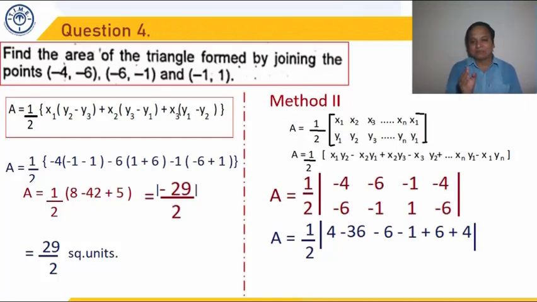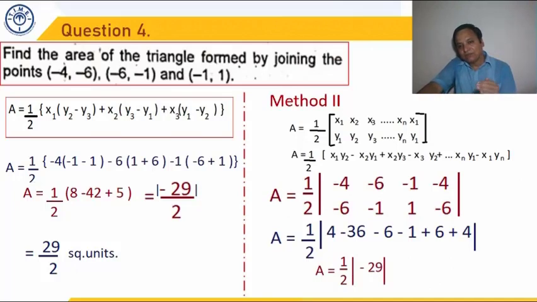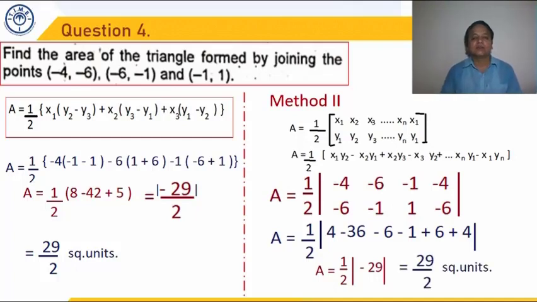So we have 36 minus 6 minus 42 minus 1 minus 43, and we had 14. So it comes out to be half of -29. Since area cannot be negative, we take it as a positive sign. The answer comes out to be 29 by 2 square units.